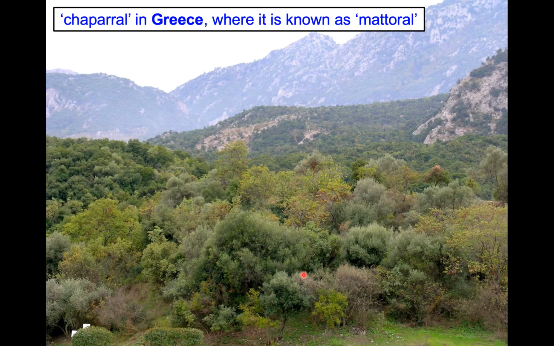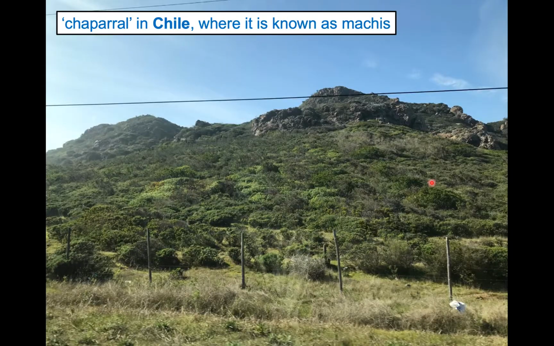Instead of being called the chaparral, it is called the matoral. Probably not pronouncing that exactly correctly. I don't know Greek. And it looks roughly similar. You've got rolling hills, you've got medium-sized trees and shrubs, and you also have good wine. In Chile, instead of the chaparral or the matoral, it is called the maqui. And again, rolling hills, soil good for wine. You'll find Chilean wine as well as Greek wine and California wine at the liquor store. And plants look relatively similar.